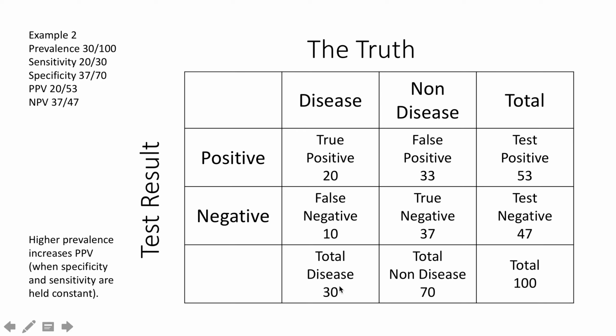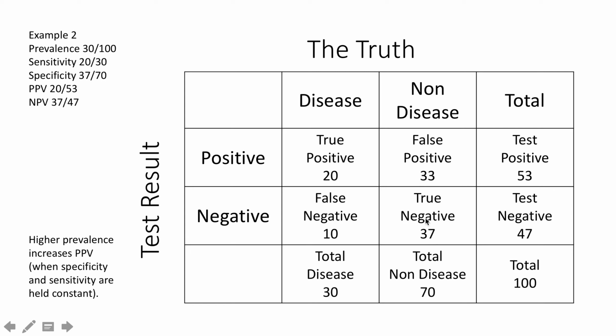Okay, so prevalence is now 30 out of 100, which is 30%, versus 15% before. Sensitivity is 20 out of 30, which is the same rate of 67%. Specificity here, our true negatives, is the same rate, so 37 out of 70 is our sort of 50-50 rate. Right, so 53. So it's 50-50 if you look at these two numbers.